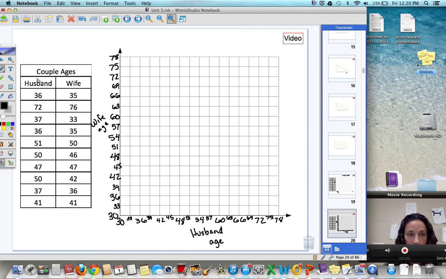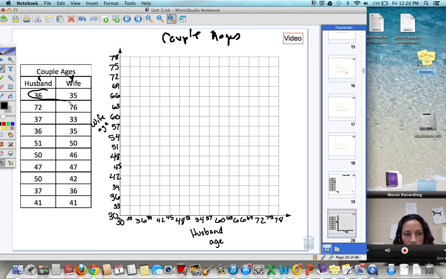So again, this is in my X column, this is my Y. Here's the husband's ages, here's the wife's ages. And then that's couple ages. So all we're doing is seeing if their ages are positively, negatively, or have no correlation. We're just going to see using a scatter plot. So all I have to do is plot these points.